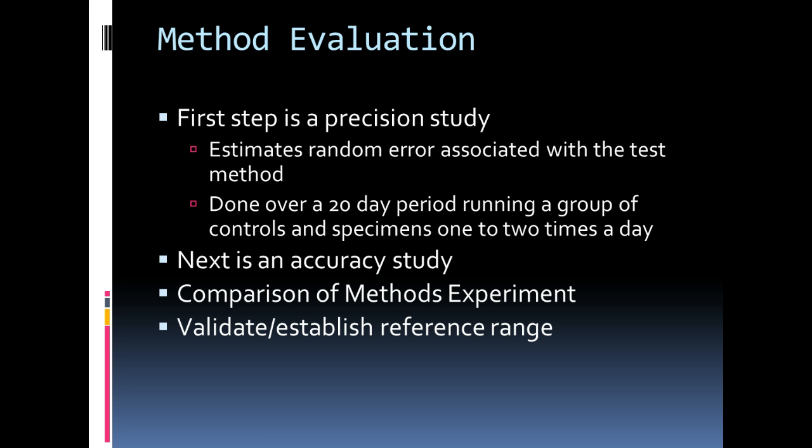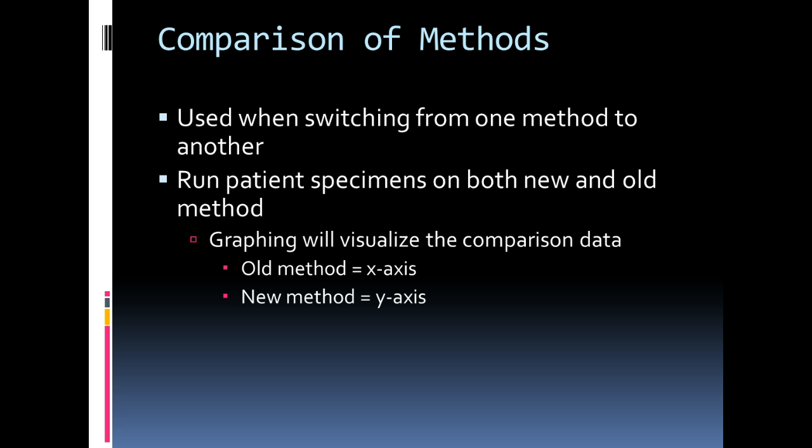The first thing we're going to do is a precision study. This estimates random error associated with the test method. This is done over 20 days, so you're going to run it, controls and specimens 1 to 2 times a day. Meanwhile, you're using your old analyzer, if you have one, at the same time. Next, you're going to do an accuracy study, and you're going to compare the methods. So you're going to see if you're looking at 2 new analyzers or if you want to look at your old one compared to a new one. You're then going to validate and establish a reference range, and usually the manufacturers of these analyzers do help you with that.